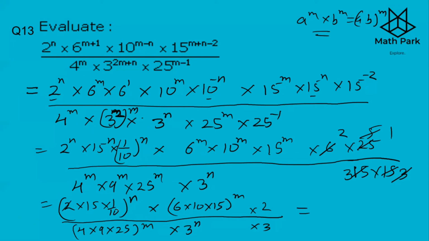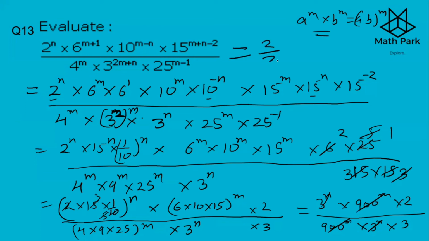2 1s and 2 5s, 5 1s and 5 3s. So we are getting here 3 raised to n into 6 10s are 60, 15 into 60 is 900. So we are getting 900 raised to m into 2 upon, this is 25 for the 100, 100 into 9, we have 900 raised to m into 3 raised to n into 3. 3 raised to n got cancelled, 900 raised to m got cancelled. And our final answer is 2 by 3. This is how we get the value of this as 2 upon 3.